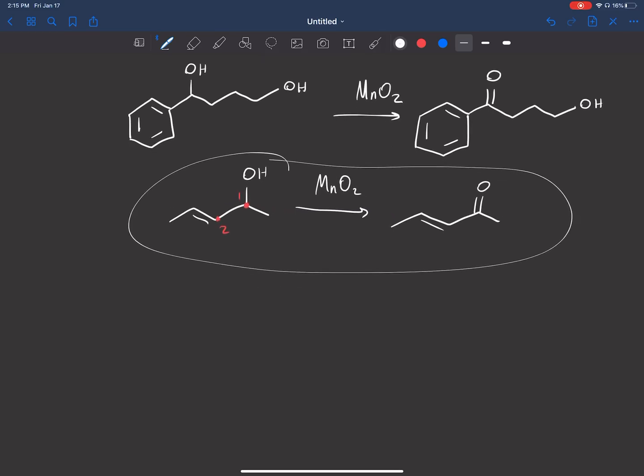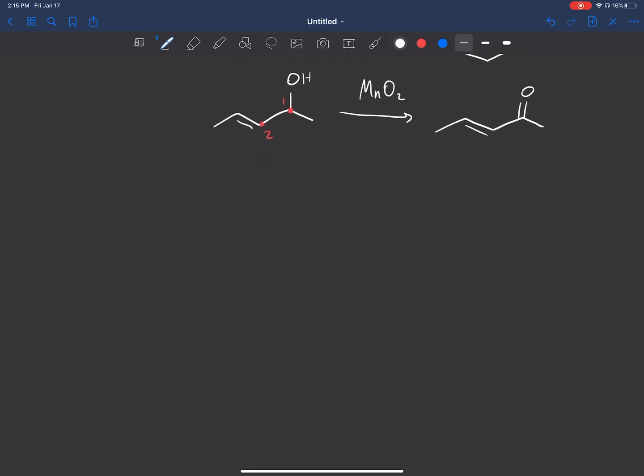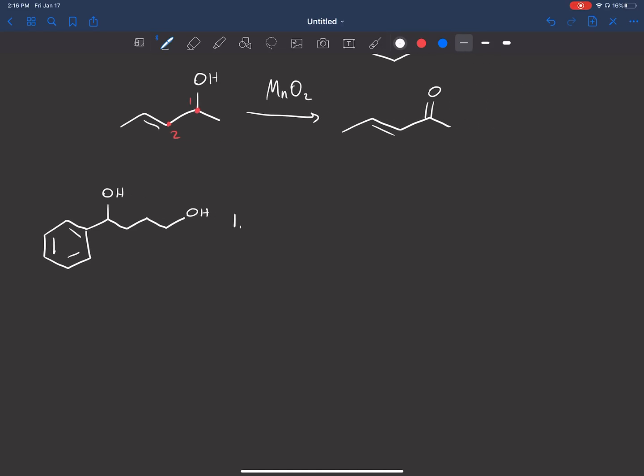So those are the weak oxidizing agents, MnO2. The next one is going to be a stronger oxidizing agent, and this is going to have to be written in steps. So this is going to be step 1, KMnO4, OH minus and heat. Step 2, H3O plus.